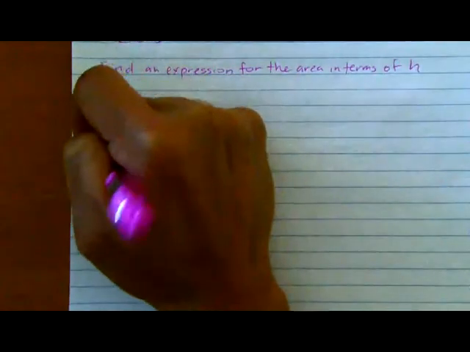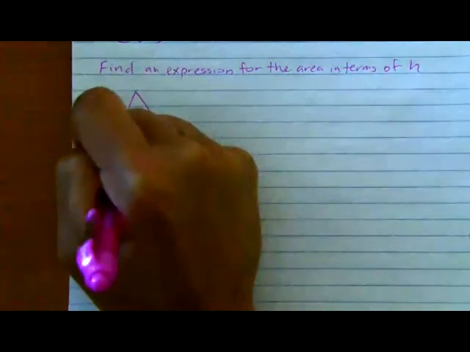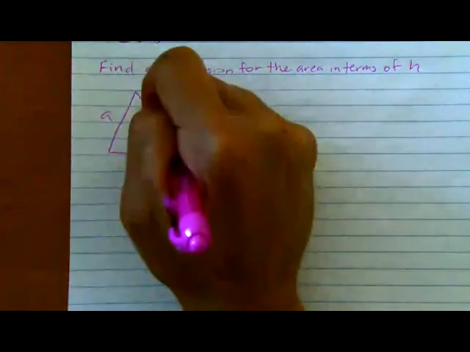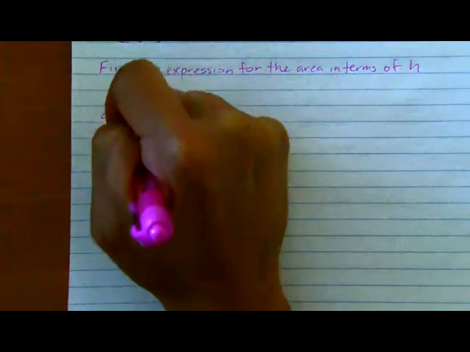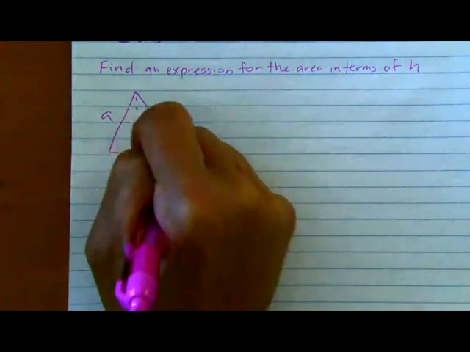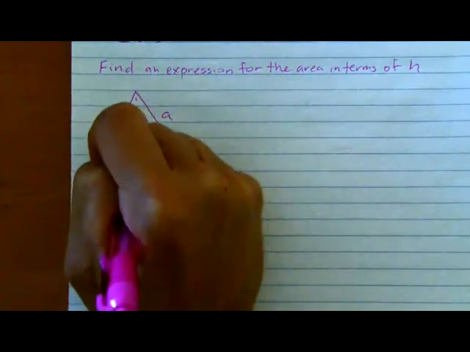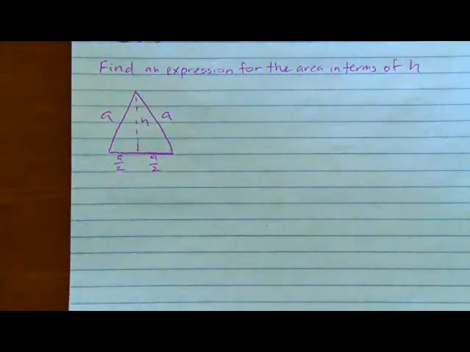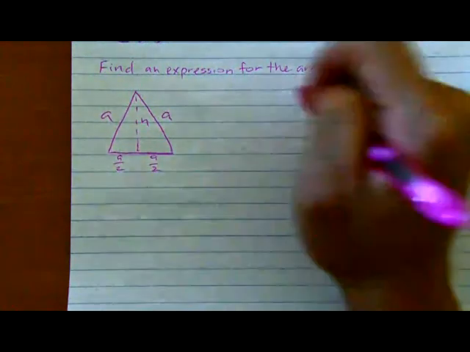This is what you were given. This side is A, this side is A. That is H. This side is also A, but it got split in half. So this is A over 2 and A over 2.